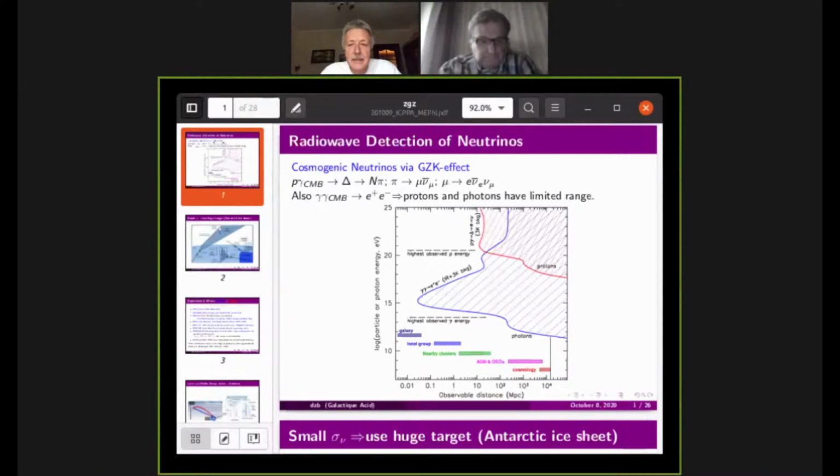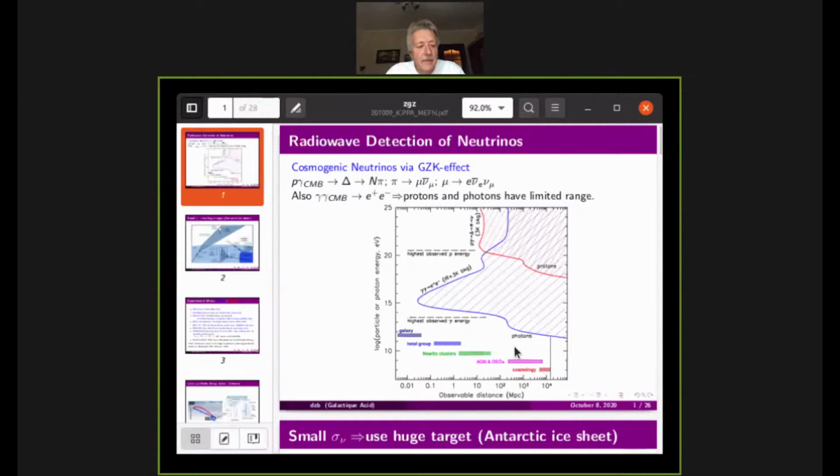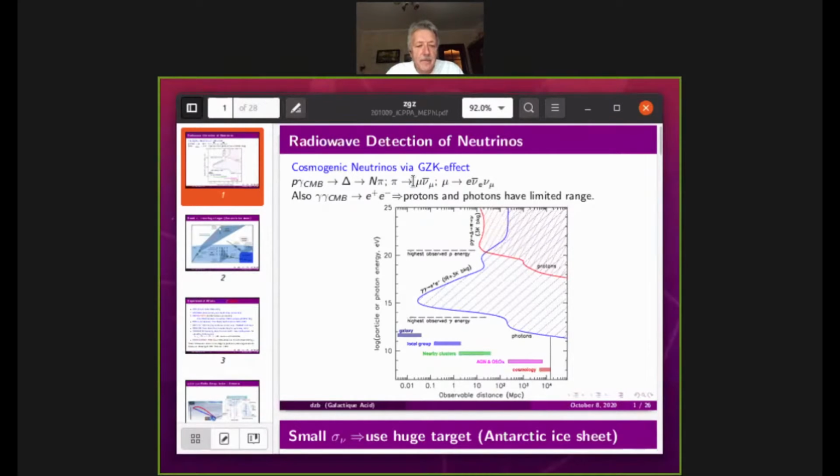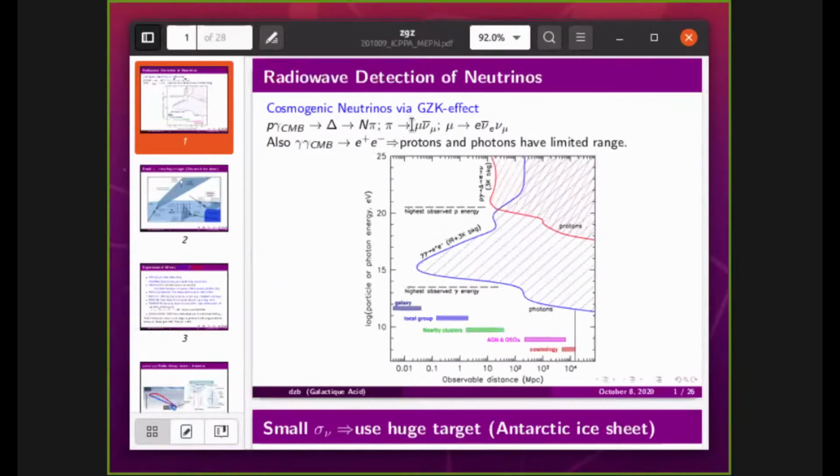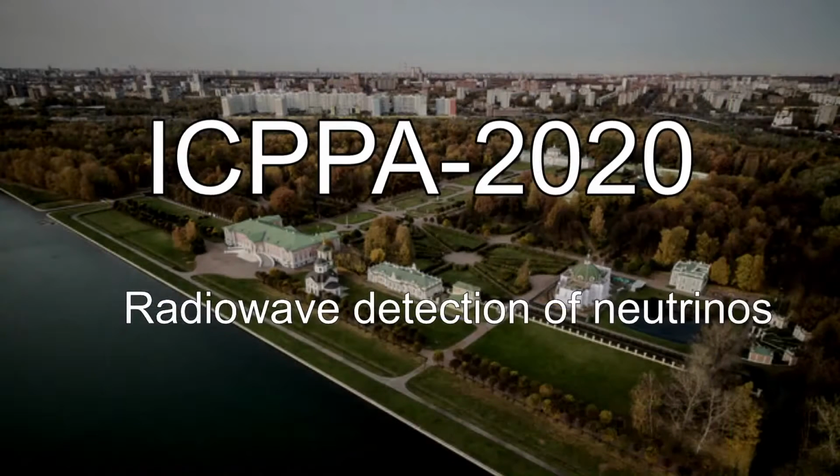Okay, thank you. So I'm going to talk about radio wave detection of neutrinos. This has been very nicely introduced by Dimitri in the previous talk. I'll mention what we're specifically targeting. Dimitri mentioned that they target the interval of maybe TeV to going up to PeV neutrinos.